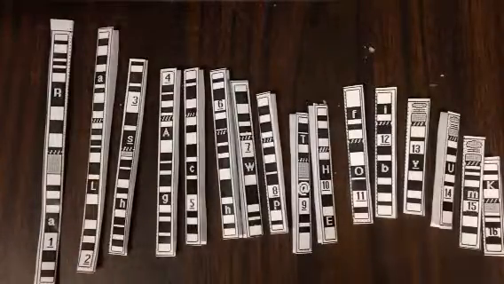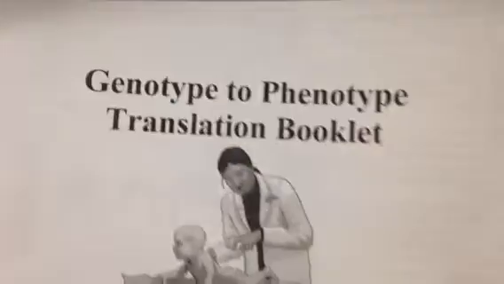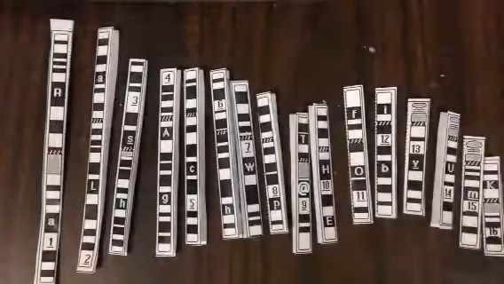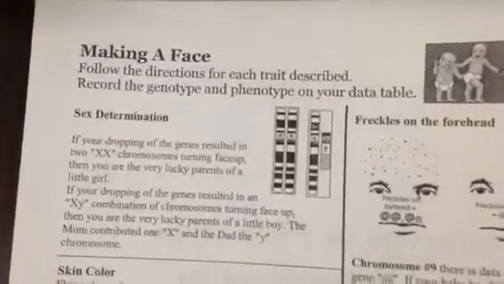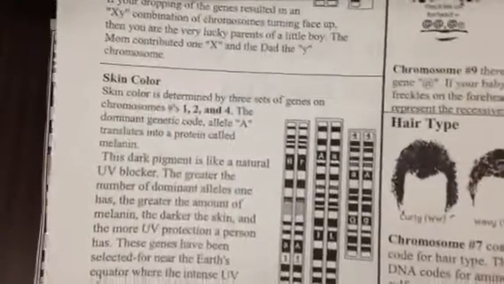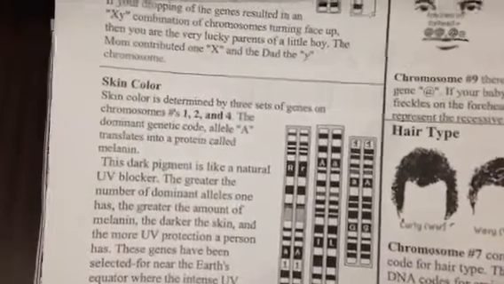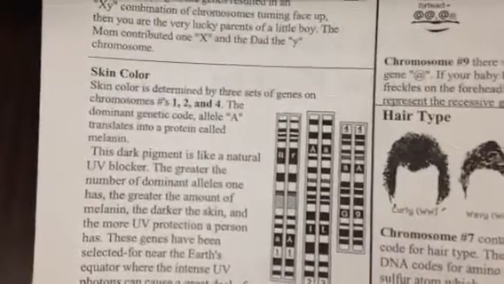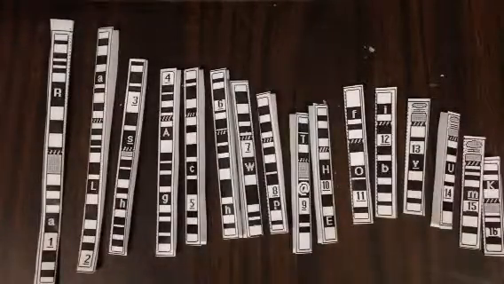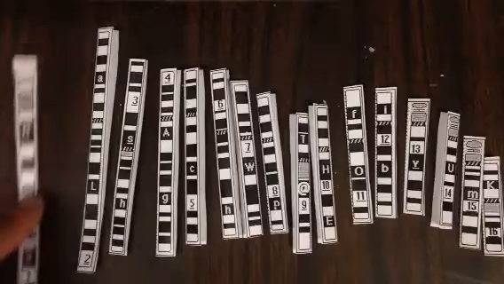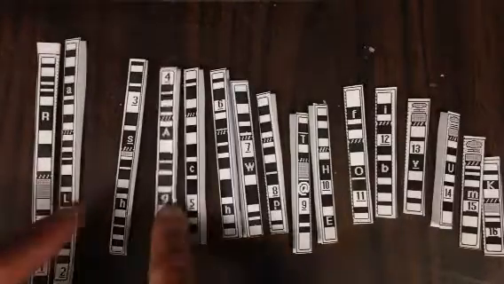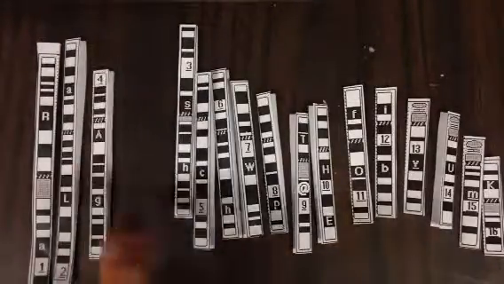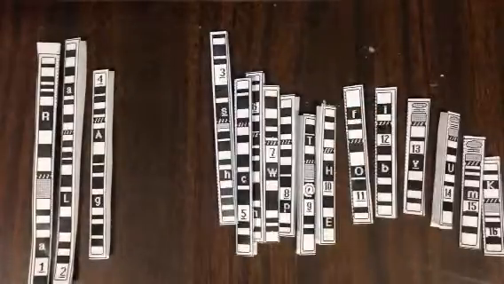The next thing you're going to do is follow along in the genotype to phenotype translation booklet. If you open the booklet, the very first task was to determine the sex of your baby, which we just did. The next one's a little bit more difficult. It's skin color. Skin color is controlled by 3 different genes on different chromosomes. It tells you that you need to locate chromosomes number 1, 2, and 4 for each of you. You can set the other chromosomes aside for now.